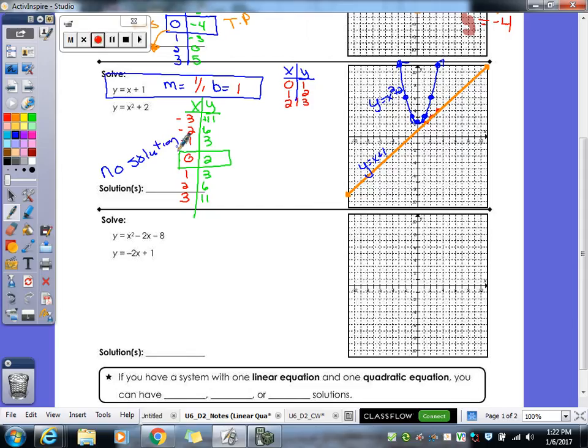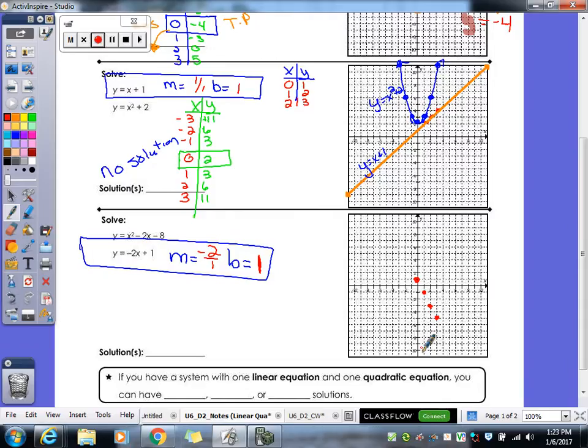Okay. The last one, which one is the line? The first one or the second one? Second one. So we're going to do M and B. M equals, B equals. What's my M on this one? Maddie, what's my m? What's in front of the x? -2. I'm going to make it a fraction, so I'm going to put it over 1. And I'm going to begin at 1. We're going to go down 2, right 1, down 2, right 1, down 2, right 1.